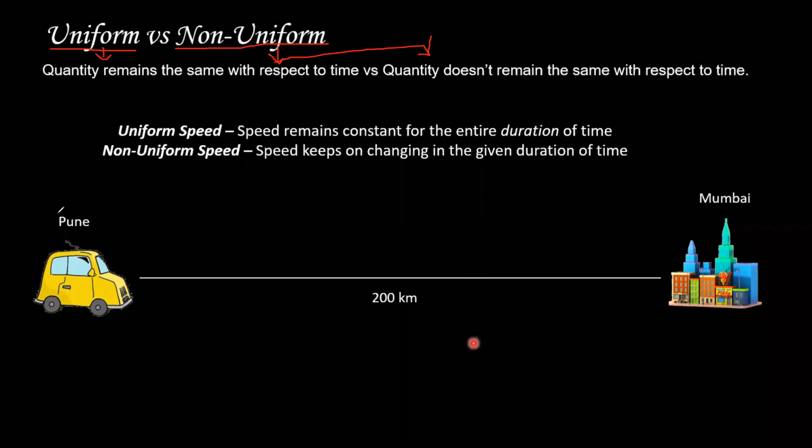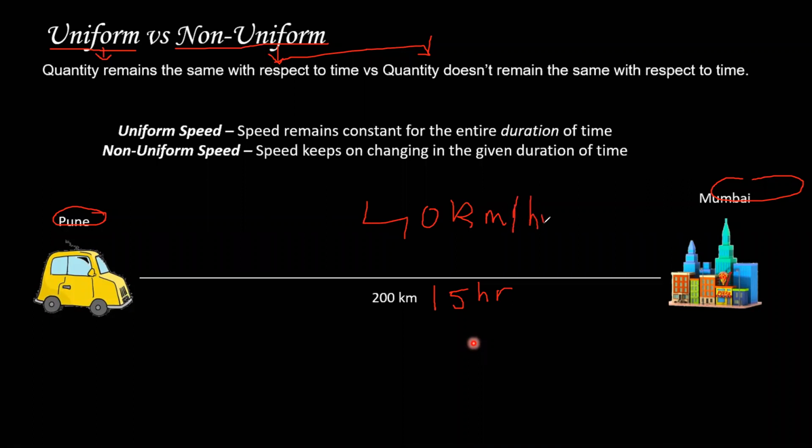So nothing much. Let's say I'm in Pune, I'm going to Mumbai. When I leave from Pune and I'm going to Mumbai, let's say I take 5 hours to reach Mumbai. I will say that my speed is 40 kilometers per hour continuously for the 5 hours. It has not changed at all.